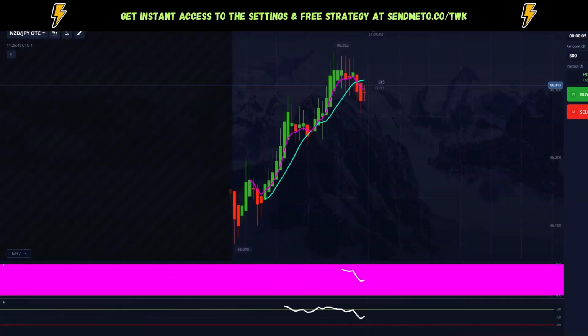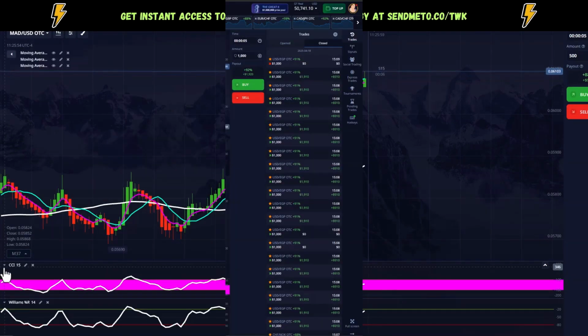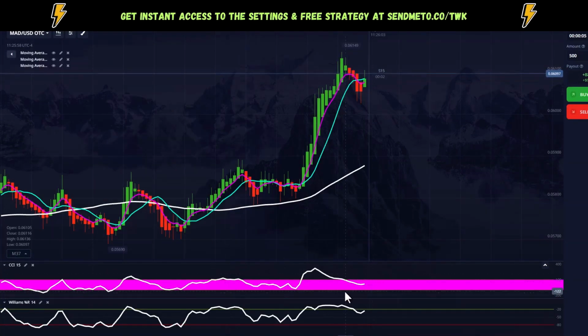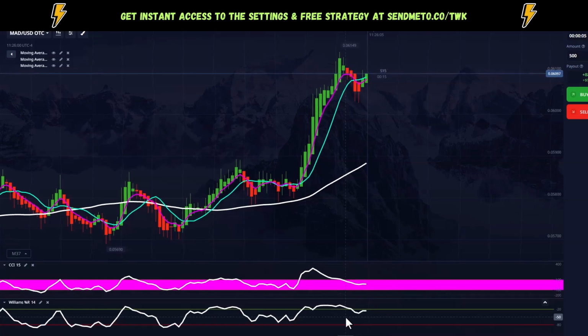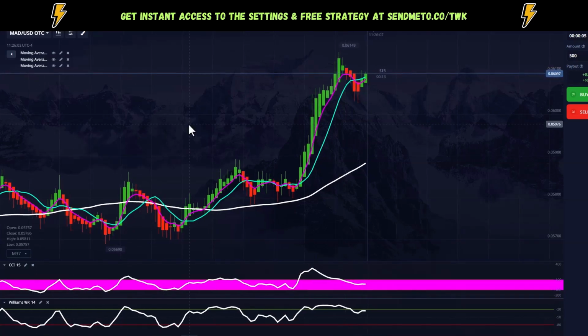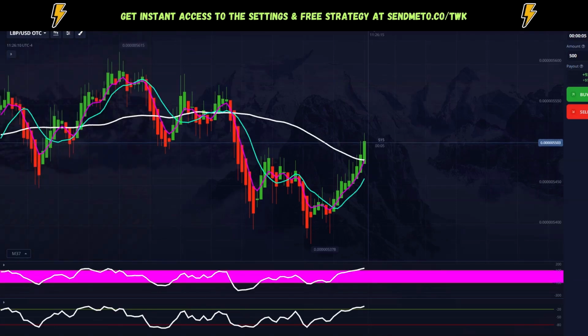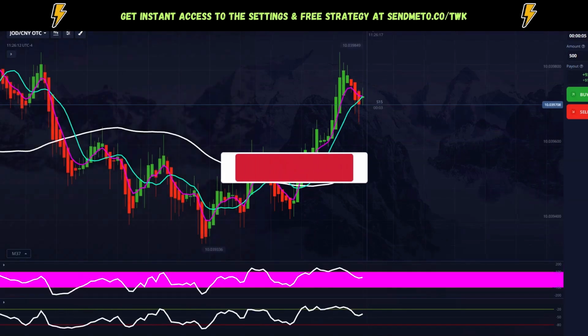So I'm going to show you two indicators, the CCI and Williams percentage. The top one is the CCI and the Williams is the bottom one. I also use 3 different moving averages, 1 for trend and 2 to see where the candles are going. For all the settings, you can go down into the description and use the links and even learn a couple of my strategies for free.